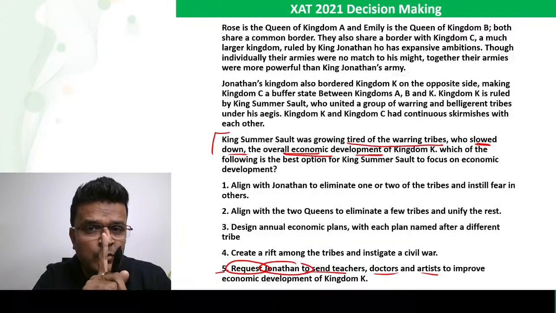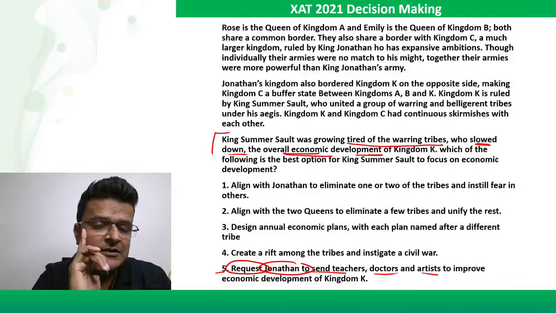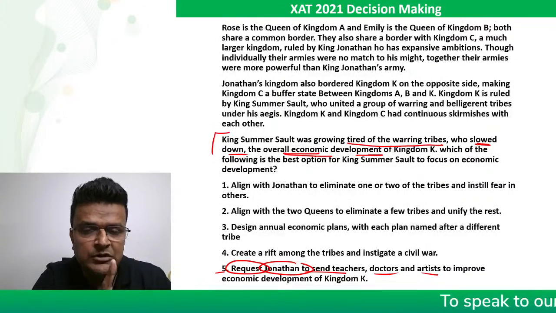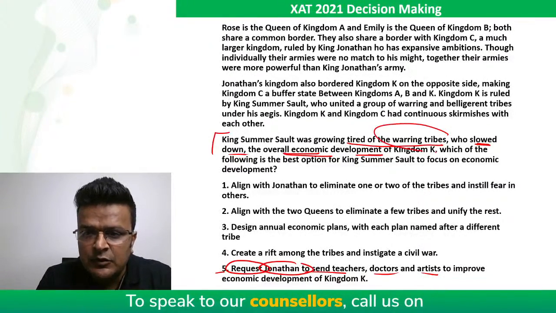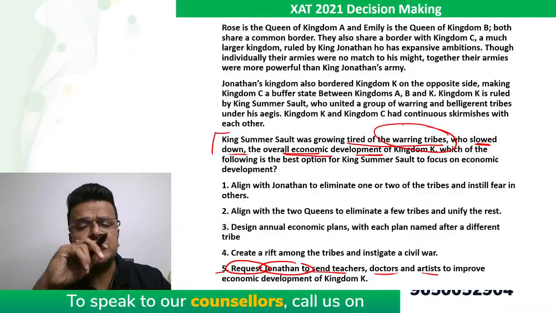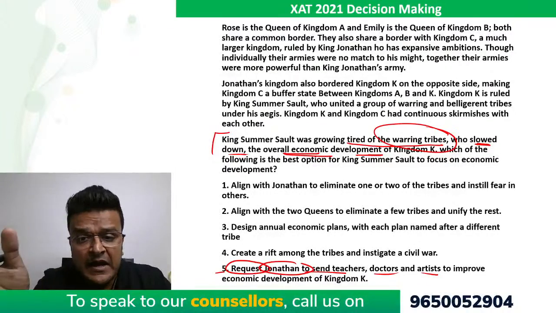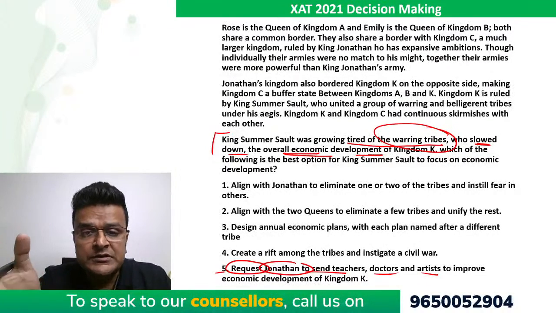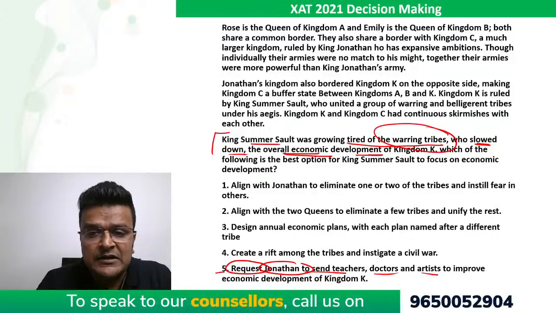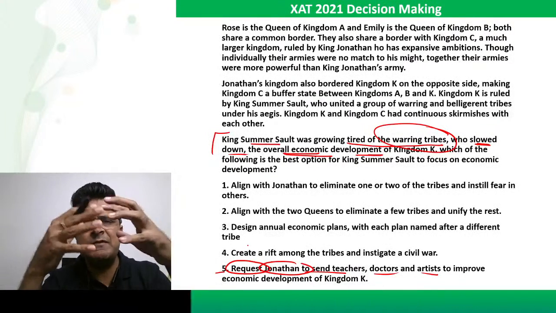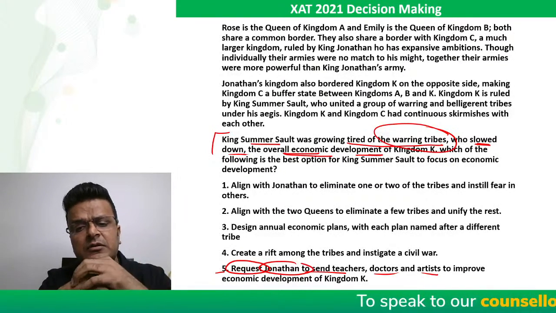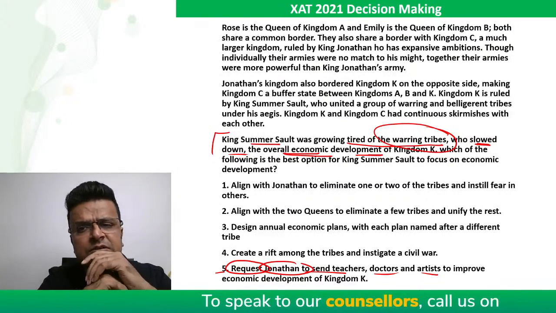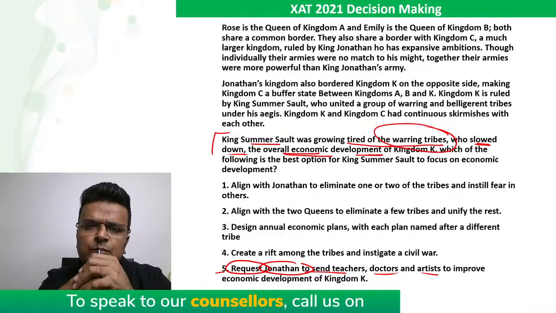Do you remember the rule number 1 I taught you? I said, address the problem, not symptoms. What's the problem? Warring tribes. What's your solution? More teachers. And Jonathan and Somersault, they have had fights. They have been fighting. And you are requesting Jonathan to send doctors and teachers. What kind of a solution is that?